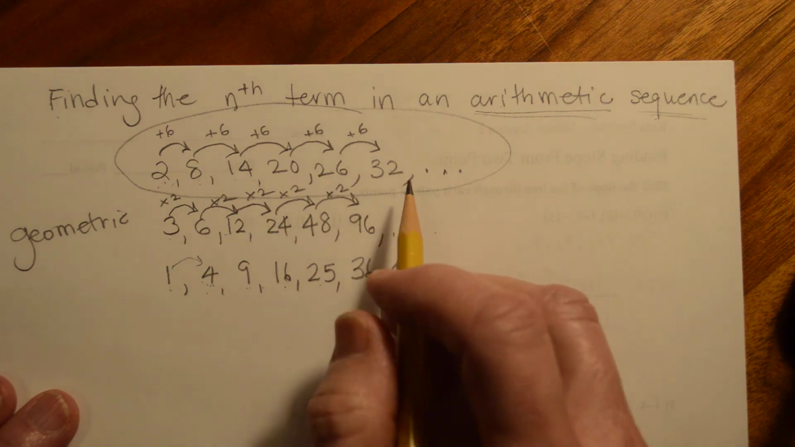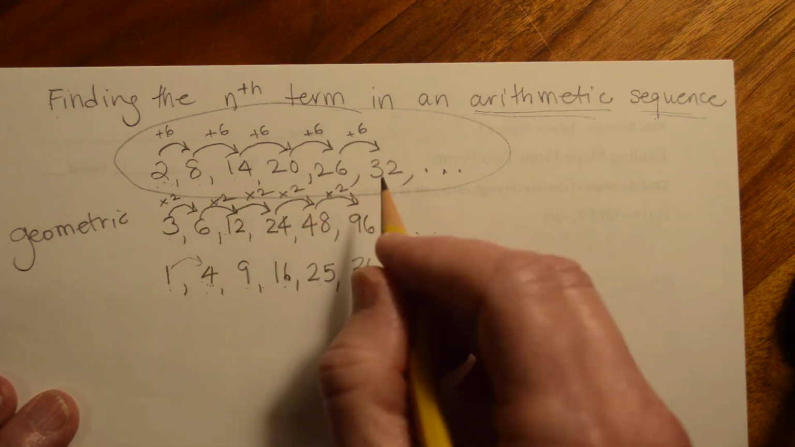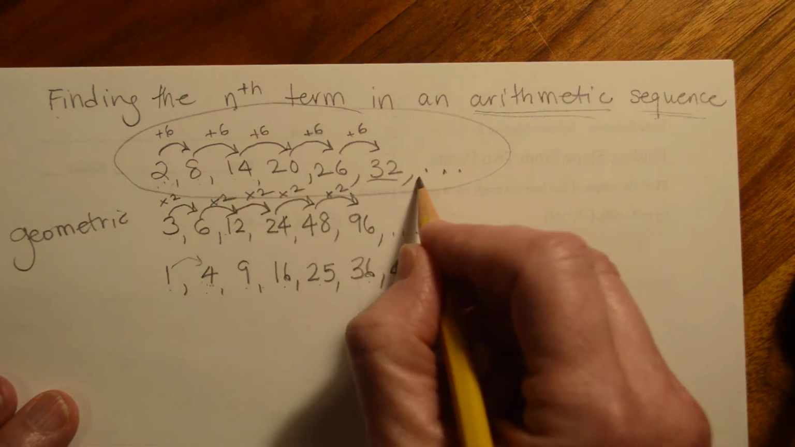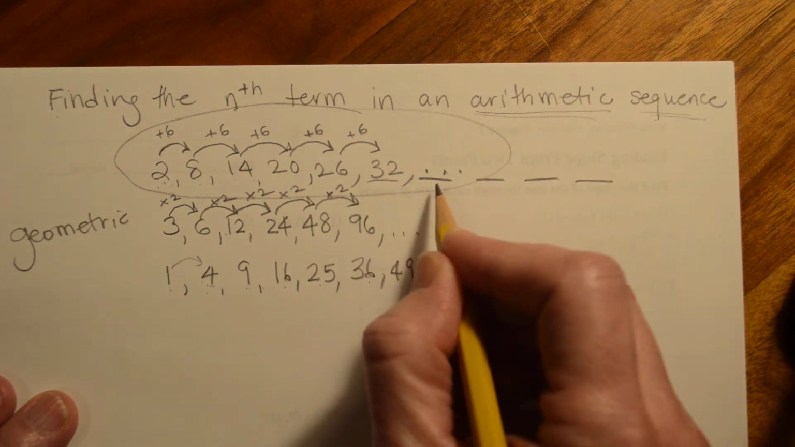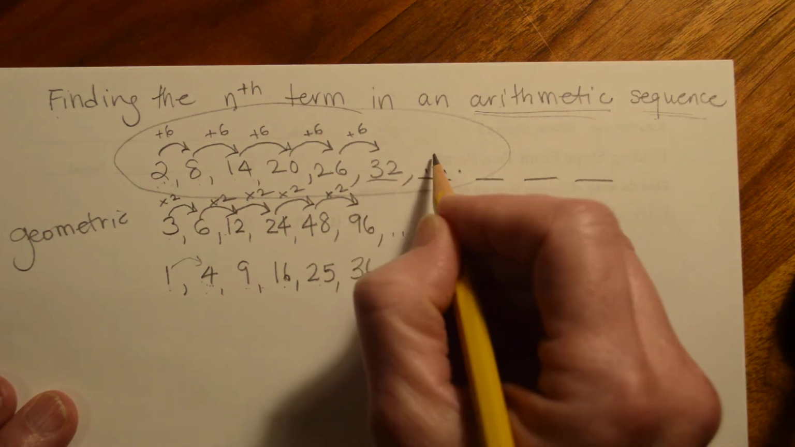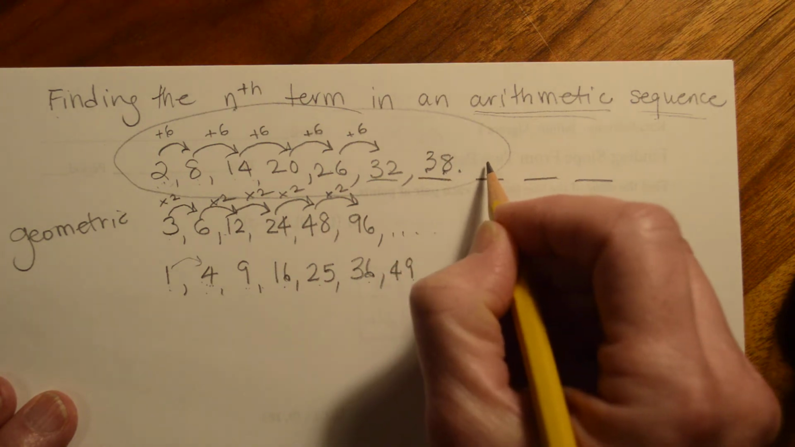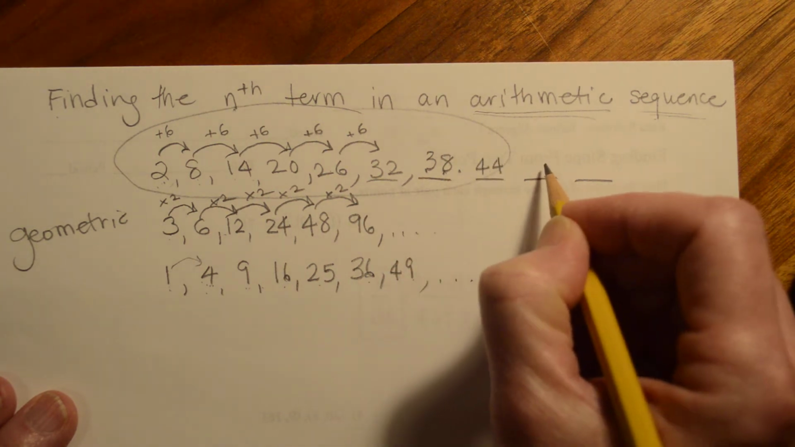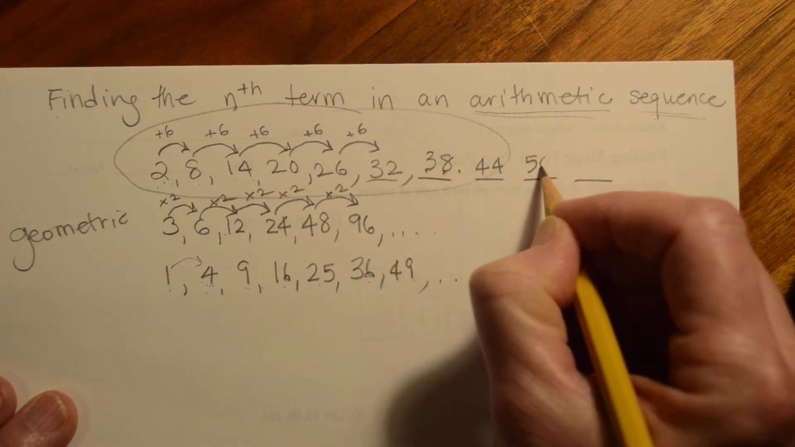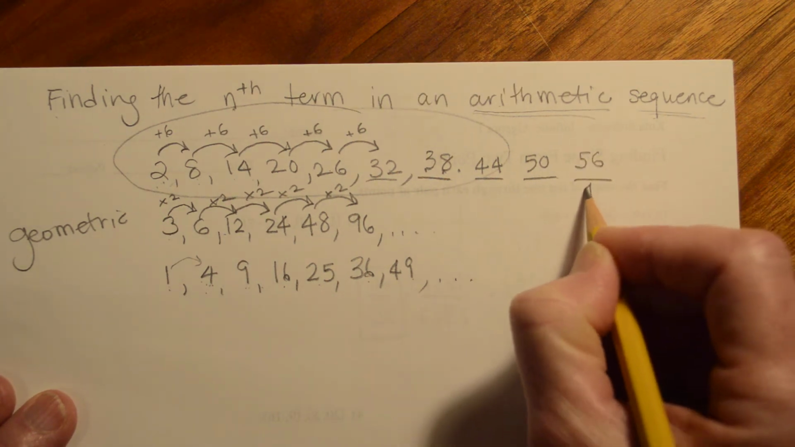Well, you might say, oh, that's easy. I'm just going to go and keep adding. If this is the 6th term, then 7th, 8th, 9th, 10th. I'll just do this 4 more times. So then I would get 38 and 44 and 50 and 56. There, this is the 10th term.